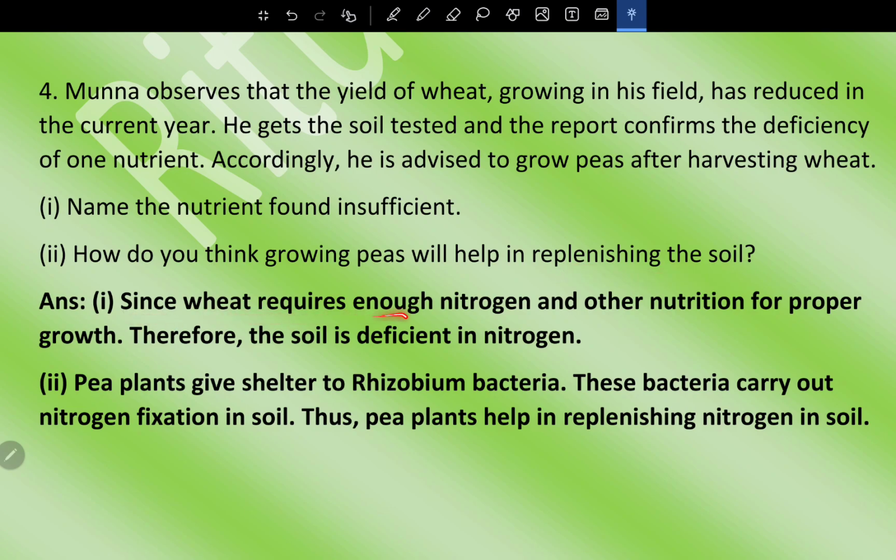Since wheat requires enough nitrogen and other nutrition for proper growth, the soil is deficient in nitrogen. Pea plants give shelter to rhizobium bacteria. These bacteria carry out nitrogen fixation in soil. Thus, pea plants help in replenishing nitrogen in soil.